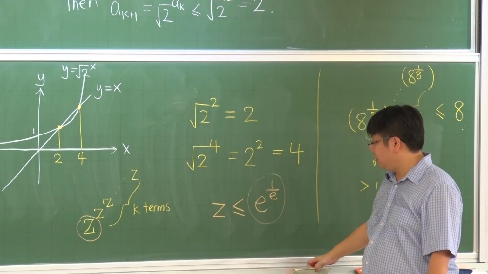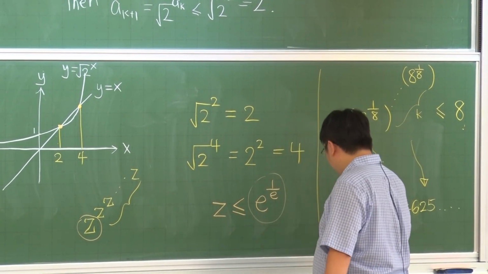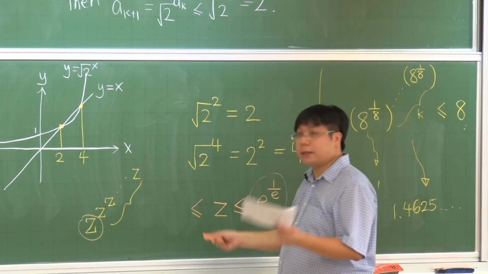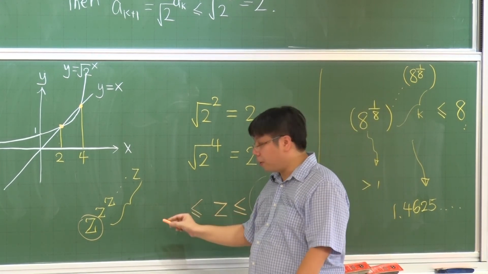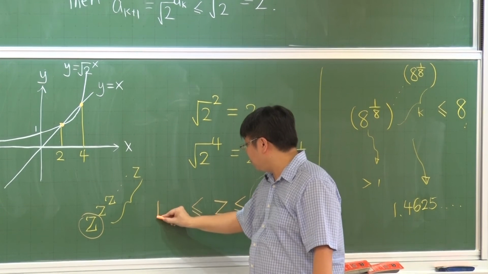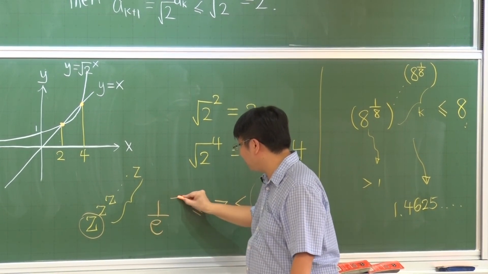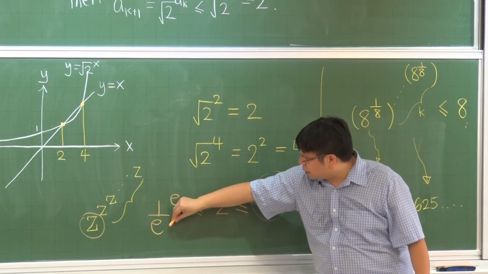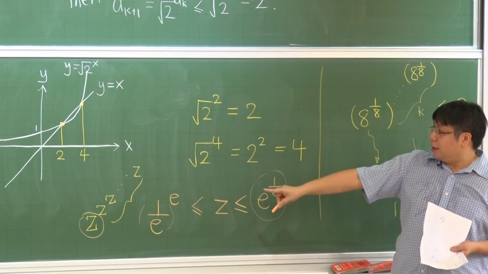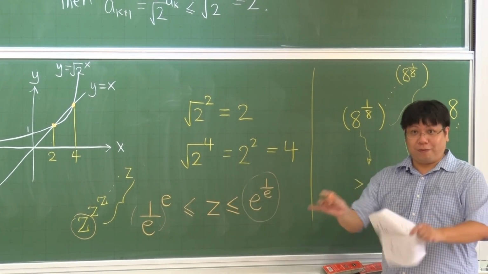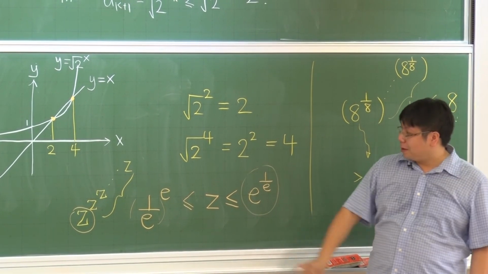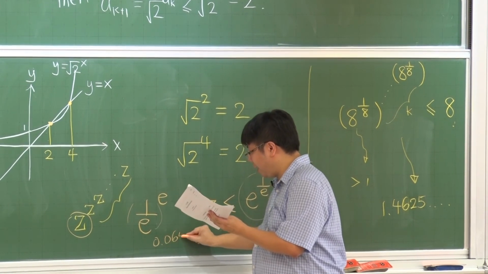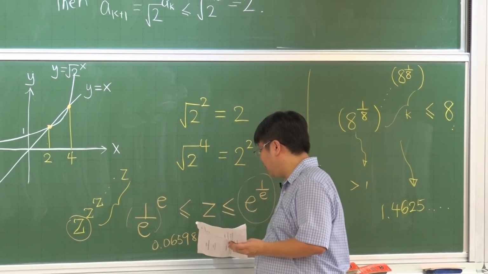And similarly, z cannot be that small, but it is for another reason. So z cannot be that small. The smallest value of z that it can take is 1 over e to the power e. So this e is the base of the natural log. And this is for a different reason. You may write a program. So I guess you have the ability to write the program. So this number is something like 0.065988.